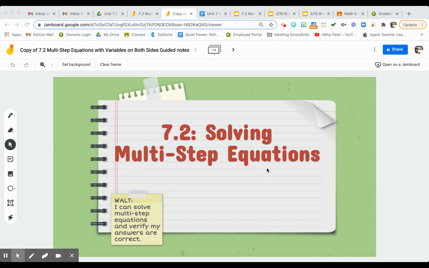Hi students, today's lesson is going to be solving multi-step equations, but this time it's going to be with variables on both sides of the equal sign. So let's get started.